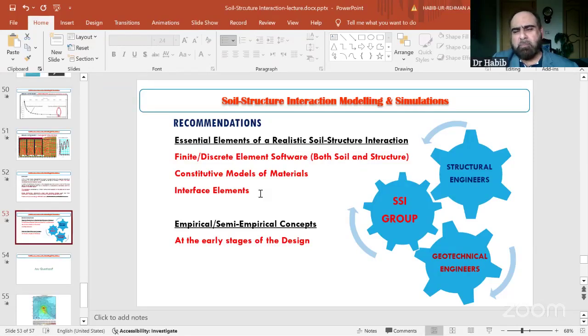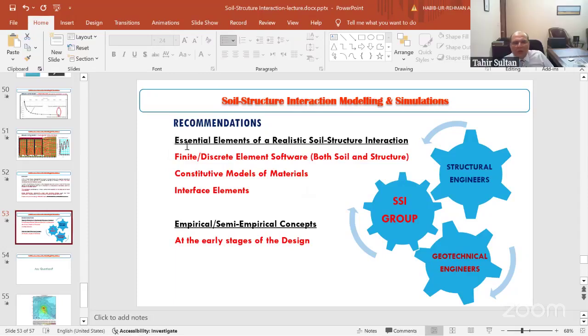As per my knowledge, and I'll not say this is the ultimate, so far, Plaxis 3D is one of the software packages that covers most of the traits required for SSI modeling. In Pakistan also, people are using Plaxis 3D for SSI modeling.